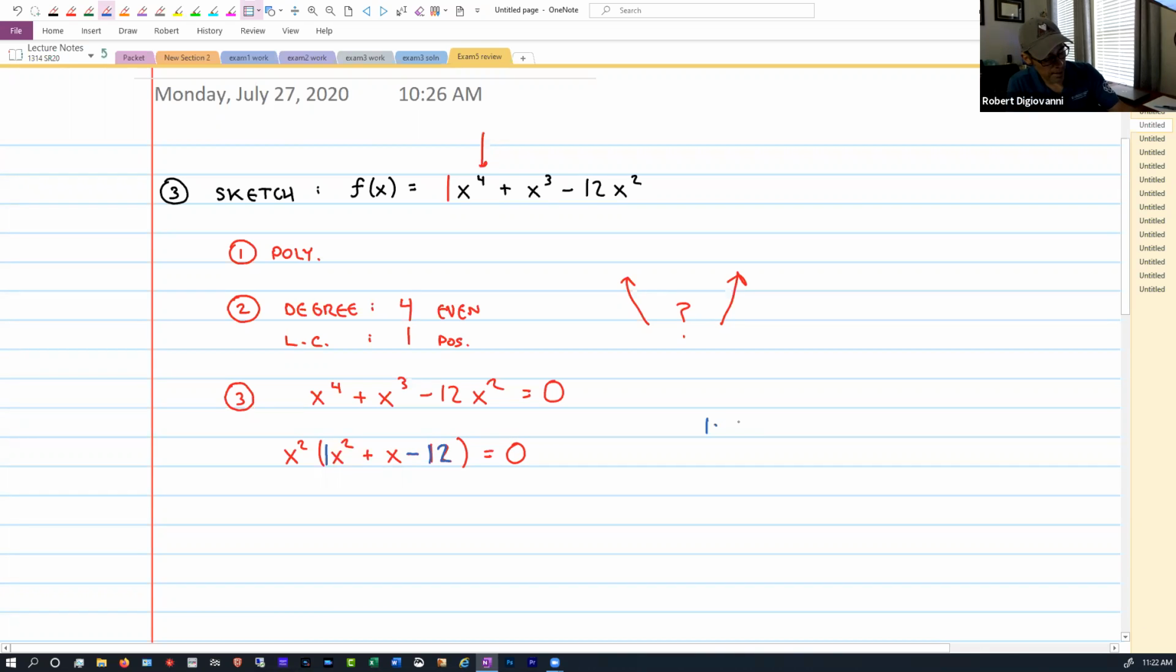1 times -12, that gives you -12. And then you look at the number in front of the x here, which is a 1. And you have to come up with 2 numbers that multiply to be -12 and add up to be 1. Can anybody think of those 2 numbers?